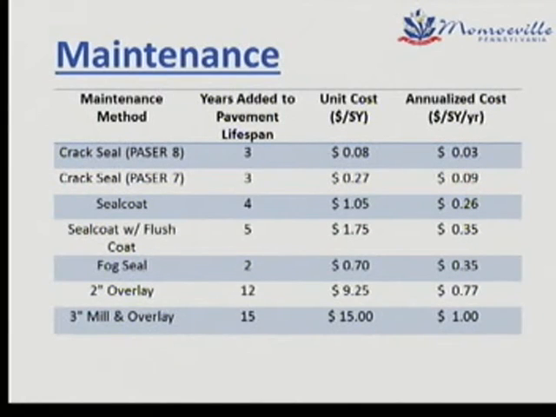So the next table gives you a breakdown of each method, how many years they add to the lifespan, and the annualized cost. Once again, you can see the ones at the top, the first 5, are preventive maintenance, and they're significantly less expensive than the overlay and the mill and overlay.